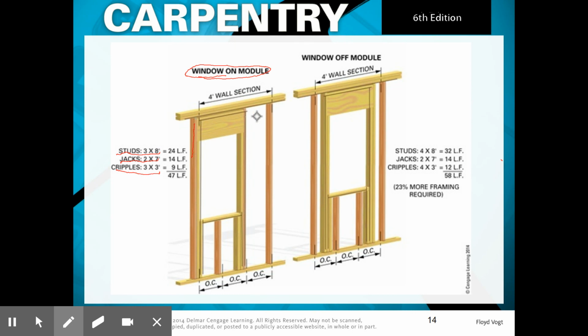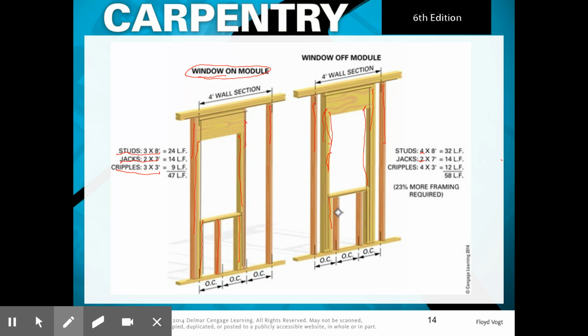So 1 stud, 2 stud, 3 stud. Our cripples, 1, 2, and 3, and our jacks, 1 and 2. Now, if we don't lay out for that to happen, like on the right, then you can see that we end up having 1 stud here, king stud, another stud. That gives us 4. Then we also have our jacks going up to the header. That gives us 2. And we have more cripples also.